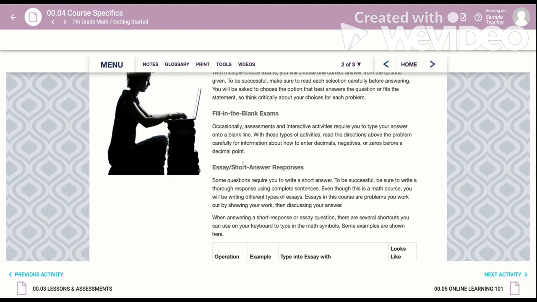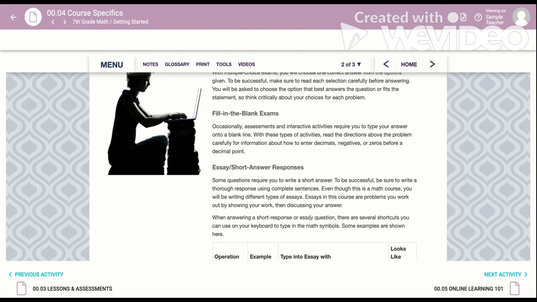Essay/short answer responses. Some questions require you to write a short answer. To be successful, be sure to write a thorough response using complete sentences. Even though this is a math course, you will be writing different types of essays. Essays in this course are problems you work out by showing your work, then discussing your answer.